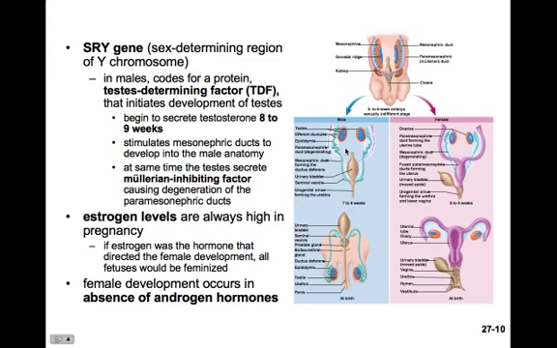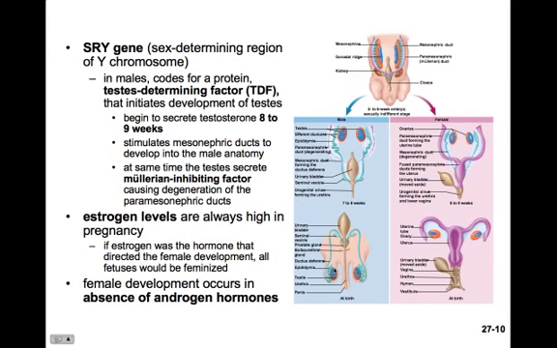At the same time, the testes are going to secrete Mullerian inhibiting factor. And Mullerian inhibiting factor will cause degeneration of these purple paramesonephric or Mullerian ducts. So now we're left with testes and all the ducts that come from the mesonephric ducts that support transport of sperm.